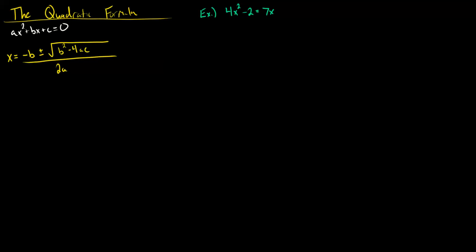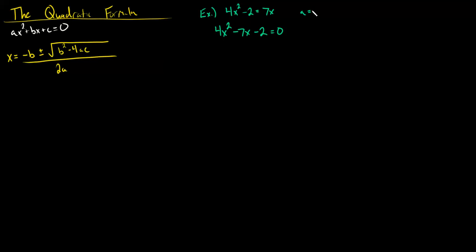One thing that you definitely need to know is that in order to use the quadratic formula, we need to be in standard form. We absolutely need to be in standard form. So for example, this is not in standard form. I would need to move the 7x over by subtracting 7x from each side to get 4x squared minus 7x minus 2 is equal to 0. And once I get it in standard form, now I can go ahead and use the quadratic formula.